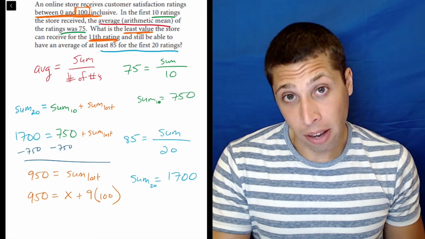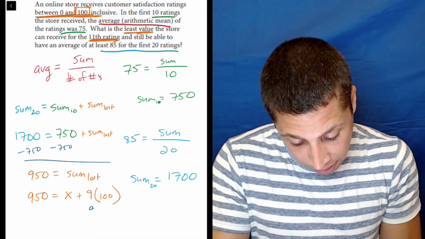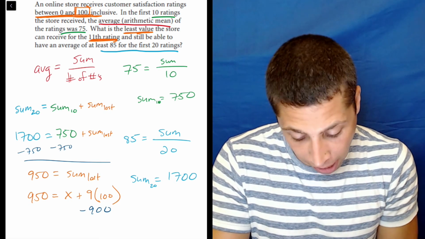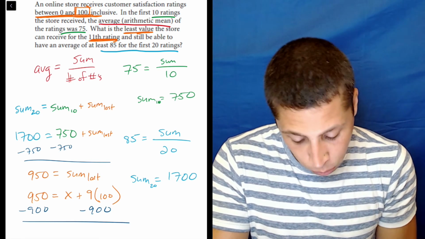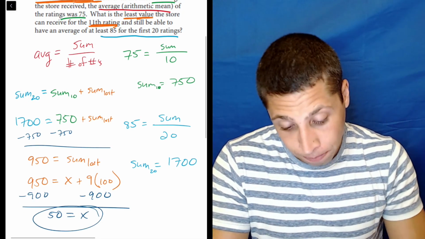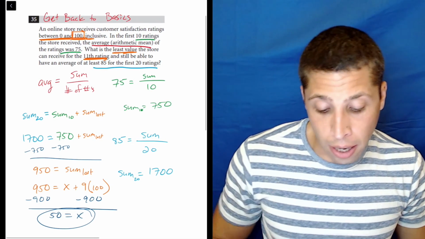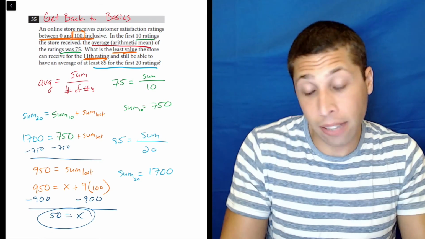And now we can solve for x. We can solve for the 11th rating. So we would say, okay, this is 900. So let's subtract that from both sides. So we get that 50 is the value of x, and that's the answer. This is very hard, very hard. Again, it's a good question to skip.